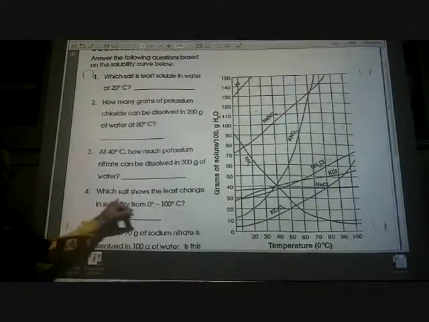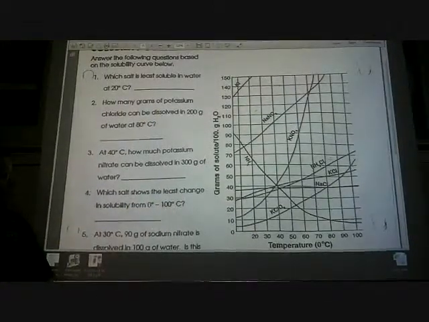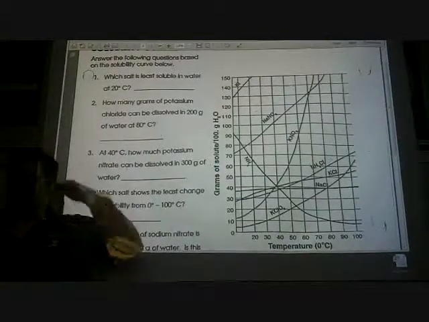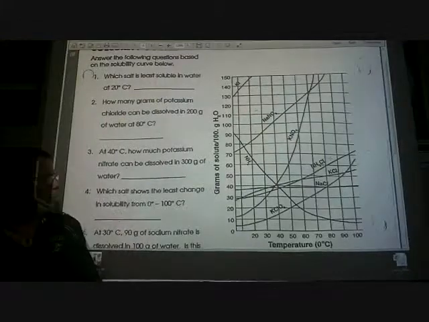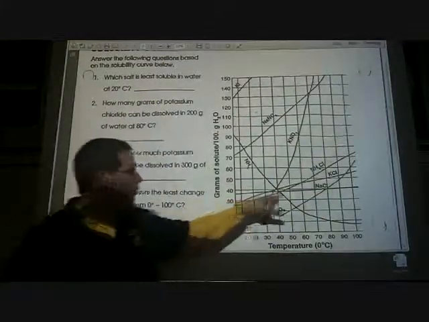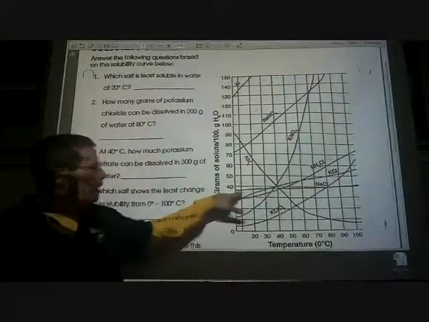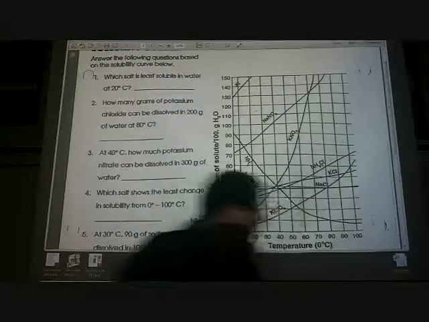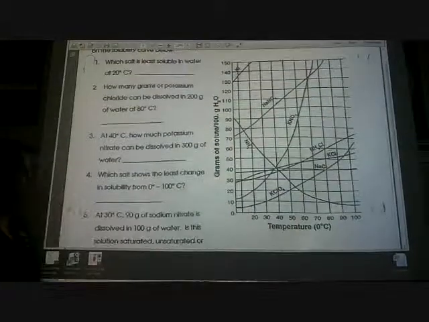Number 4, which salt shows the least change in solubility from 0 to 100? So we're looking for one that's almost plateauing. Which one is that? Good, sodium chloride. It almost forms a flat line here, but it is increasing gradually. Let's look at the next one.